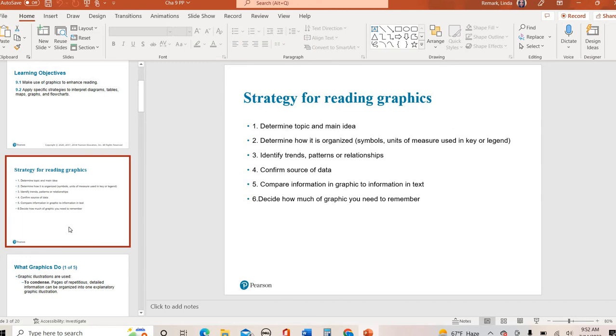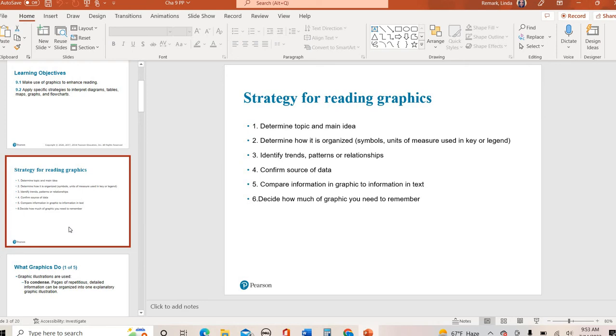different types of graphics. So in general, your strategy for reading graphics is going to be the same or very similar to actually reading and understanding printed text. You're going to look at a graphic, whether it's a line graph, a chart, a diagram, a table, a float, it doesn't matter. You're going to look at the topic and main idea. What is this graphic about? What am I supposed to be learning about this particular graphic?